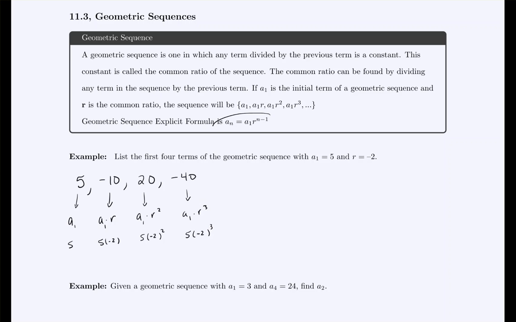So if we wanted to write a formula for this geometric sequence, the nth term is always the first term times the common ratio raised to the n minus 1 as the exponent. And particularly when your common ratio is negative, I encourage you to write it in parentheses to show that this whole thing is being raised to the n minus 1 exponent.